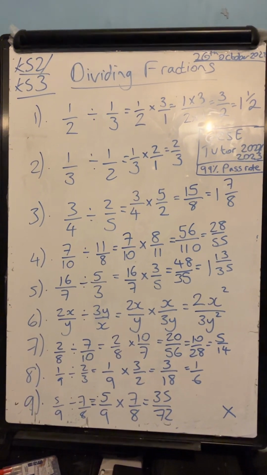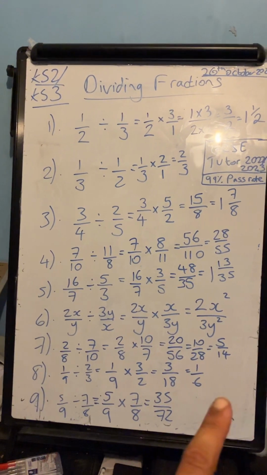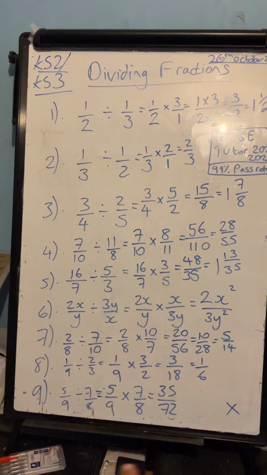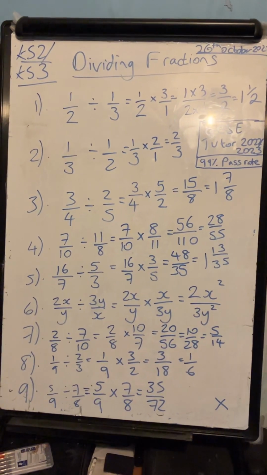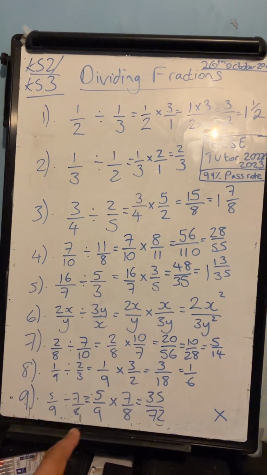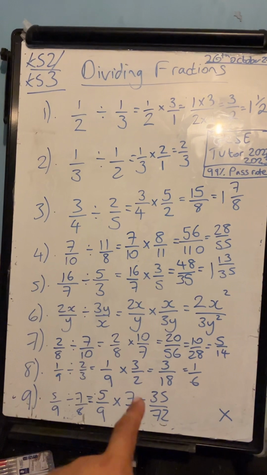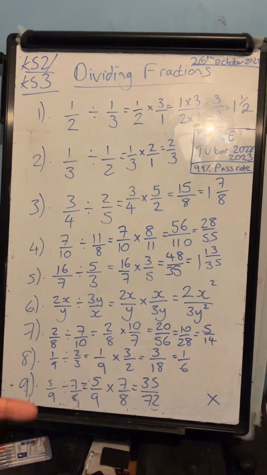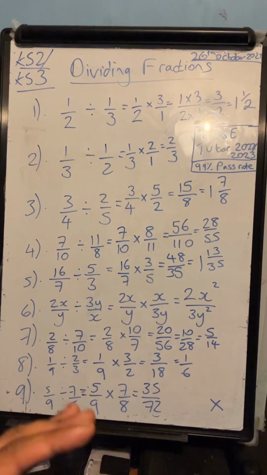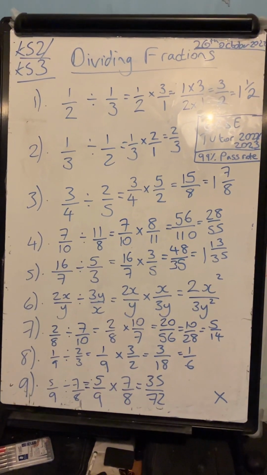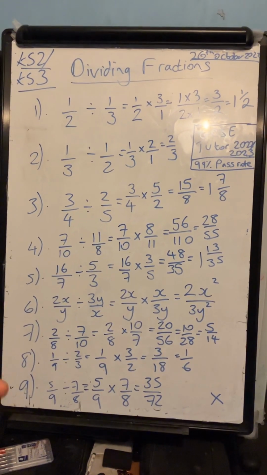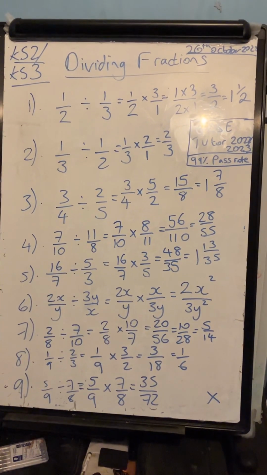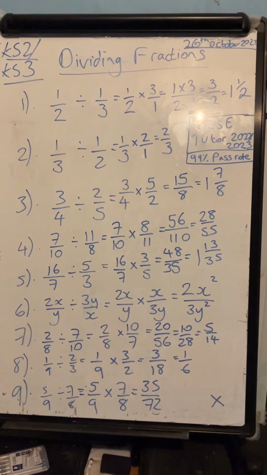Question number 9. This time, I've put a question here and I've put a mistake here. In the comment section, I want you to tell me why question number 9 is wrong. Because I could argue that 5/9 divided by 7/8 is 5/9 times 7/8, 5 times 7 is 35, and 9 times 8 is 72, which is correct. But I have made a mistake here, so I want you to tell me in the comment section where and how my mistake is, and correct me by giving me the correct answer for question number 9.